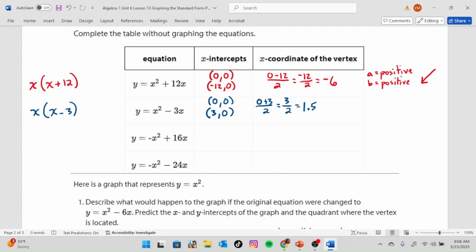So in this example, my A is positive, my B is negative, and now if the x-coordinate of my vertex is 1.5, then I have shifted to the right and down.